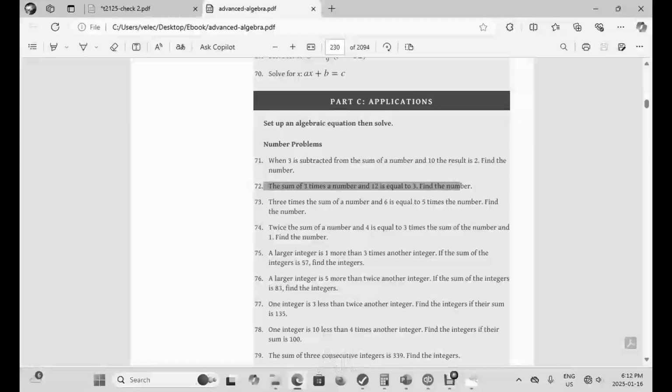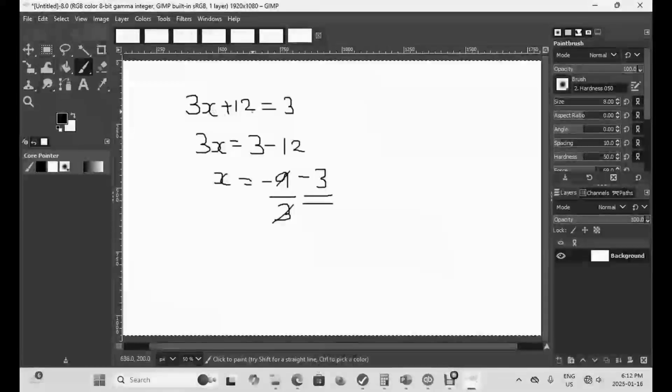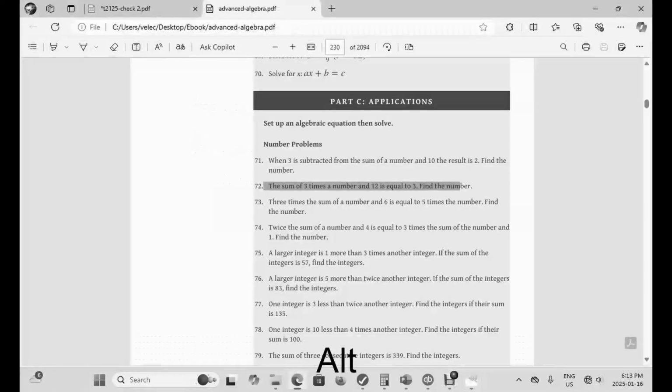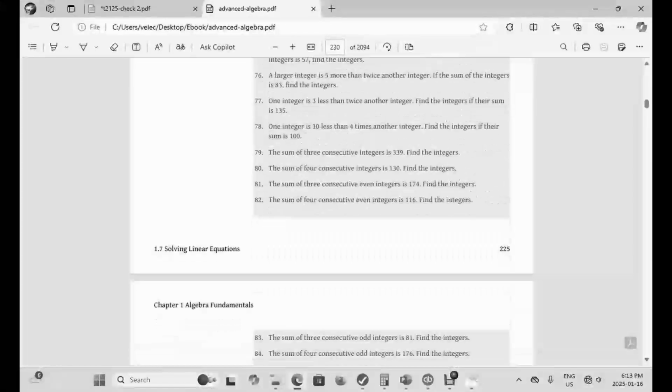So again, the sum of 3 times a number and 12: 3x plus 12 is equal to 3. You isolate x, so this will be 3 minus 12. So x equals negative 9 over 3, which means x equals negative 3.